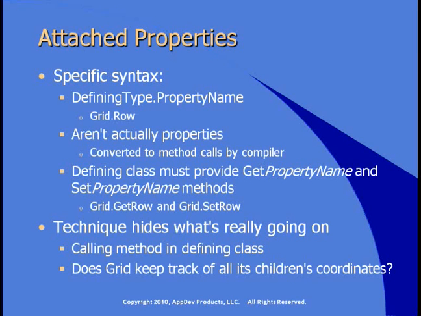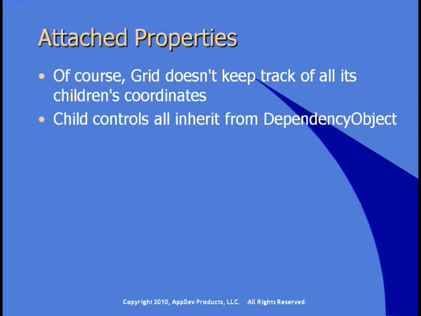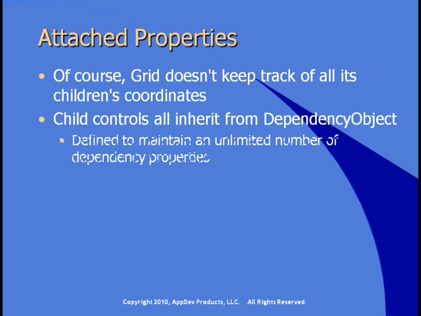Does the grid keep track of all of its children's coordinates? Of course, the grid doesn't have any data structure that keeps track of all of the children's coordinates. That'd be silly. The child controls all inherit from dependency object. I'm getting to the point here, really. All of the controls that you can place in the grid or any other container all inherit from dependency object. And this class is defined to maintain an unlimited number of dependency properties. The dependency object class has a data structure which maintains properties for every class that inherits from it.